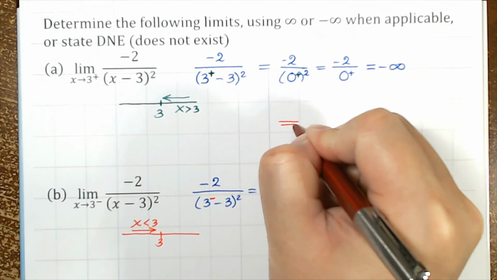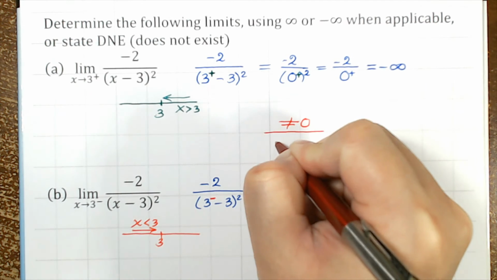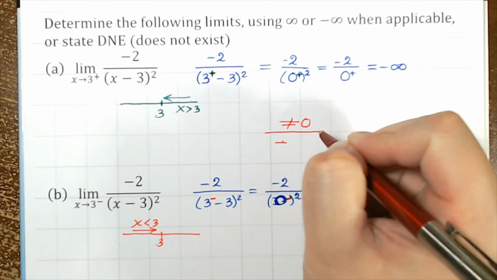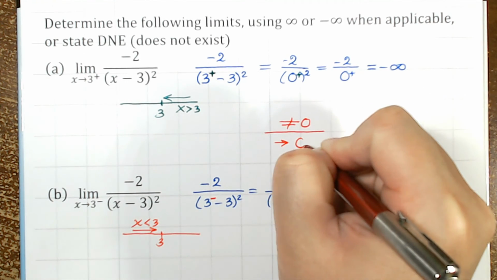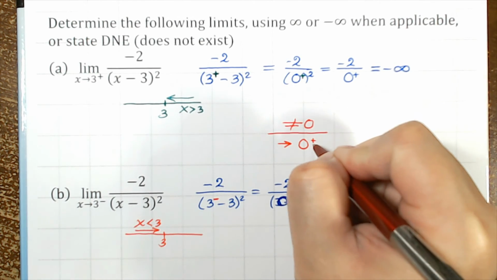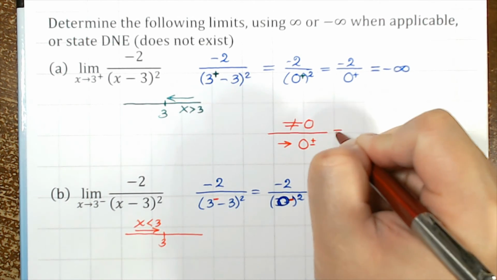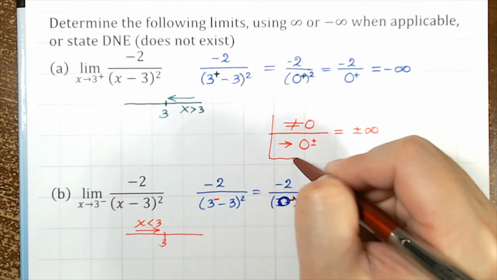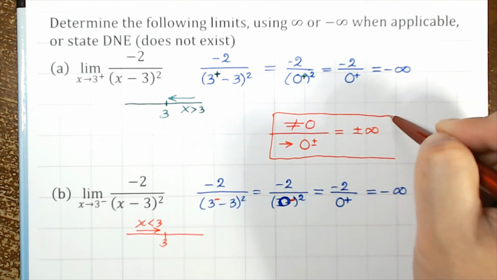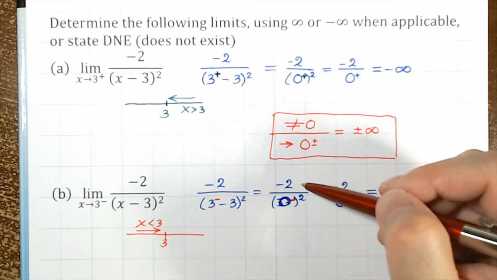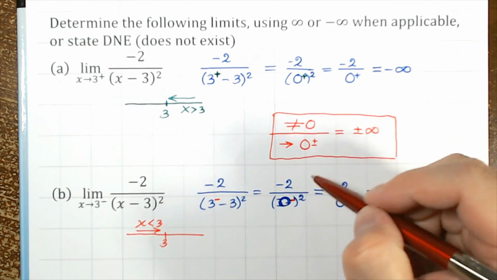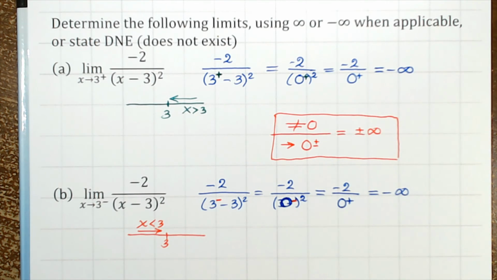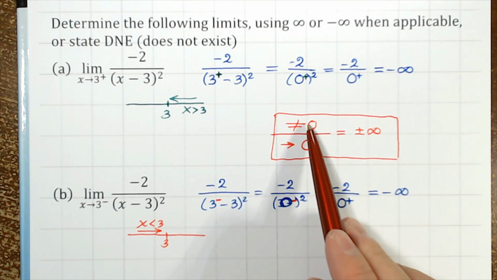If we have something that is not equal to 0, divided by something that goes to 0, could be plus, could be minus. The answer is going to be plus or minus infinity, depending on the sign that we have. If we have positive divided by positive, it's going to be positive, and positive divided by negative is negative. So the sign will depend on what we have here. In this case, negative divided by positive is going to be negative.